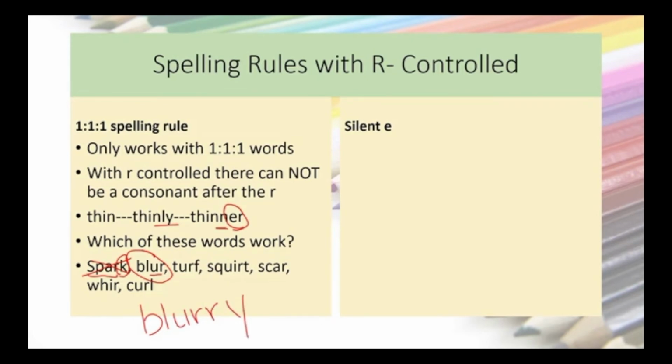For the word turf, notice there's an F that follows that R. In this case, it is not a 1-1-1 word. In the word squirt, again, you have a T that follows that R, so it is not a 1-1-1 word. In scar, you end with this AR, so scar is a 1-1-1 word. Stir has IR at the end, it's one syllable with one vowel. It is a 1-1-1 word. And in curl, you have R followed by an L, so this is not a 1-1-1 word.